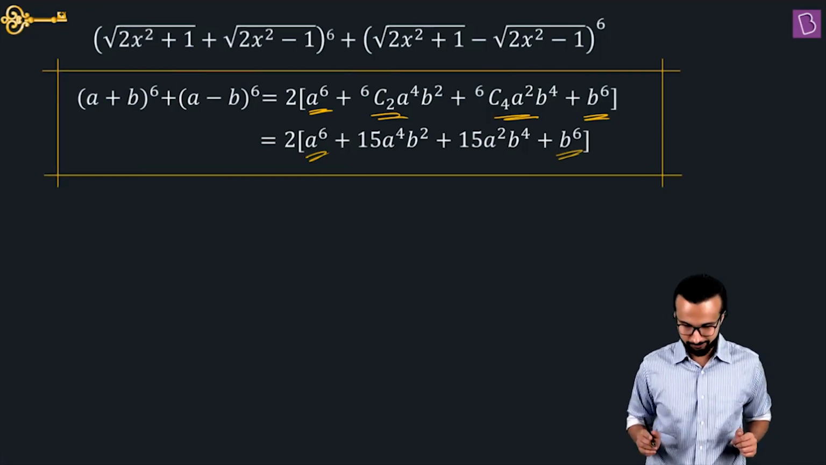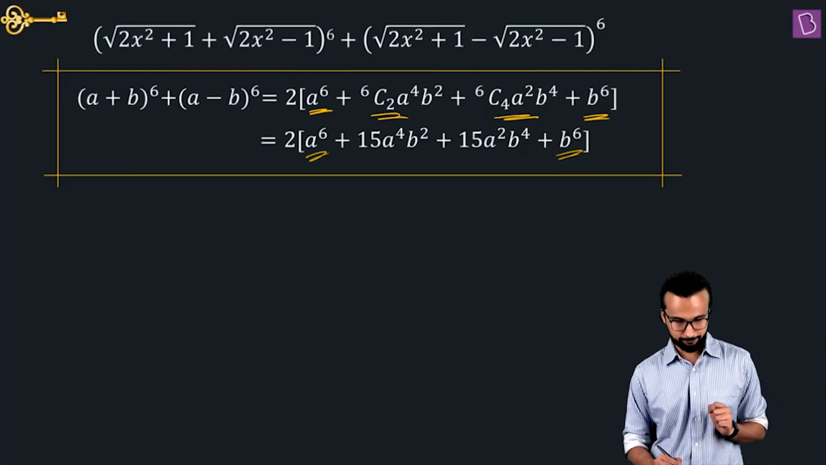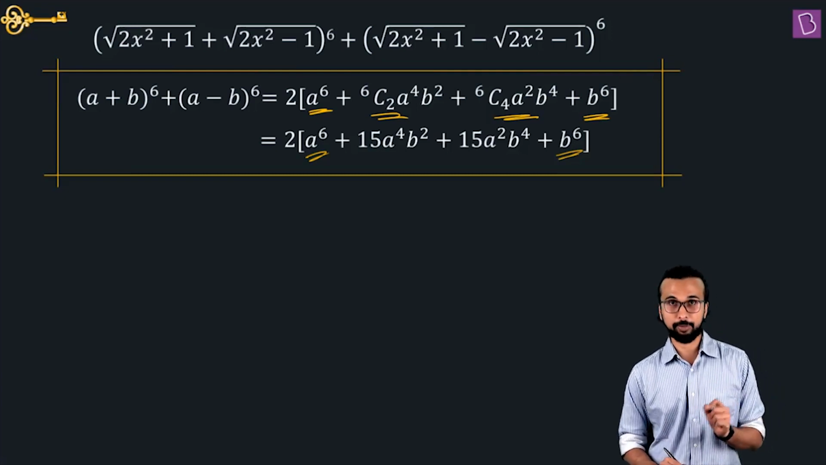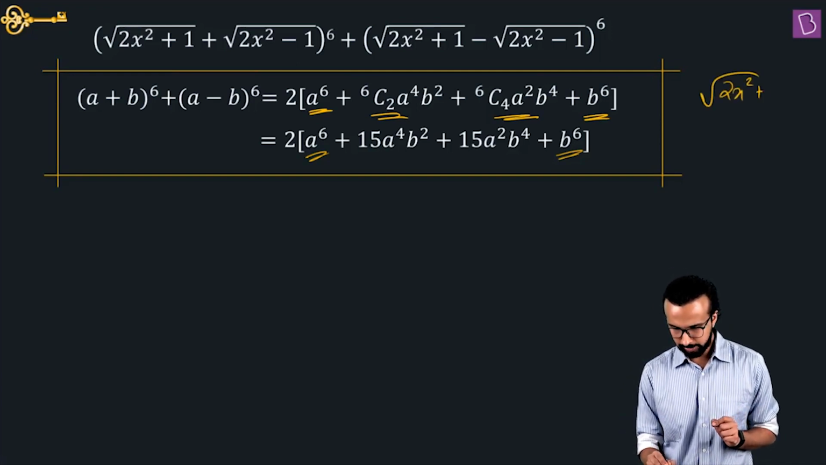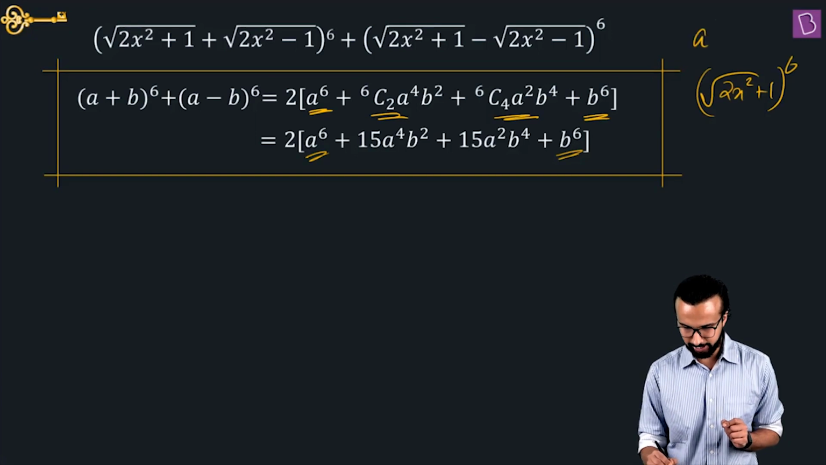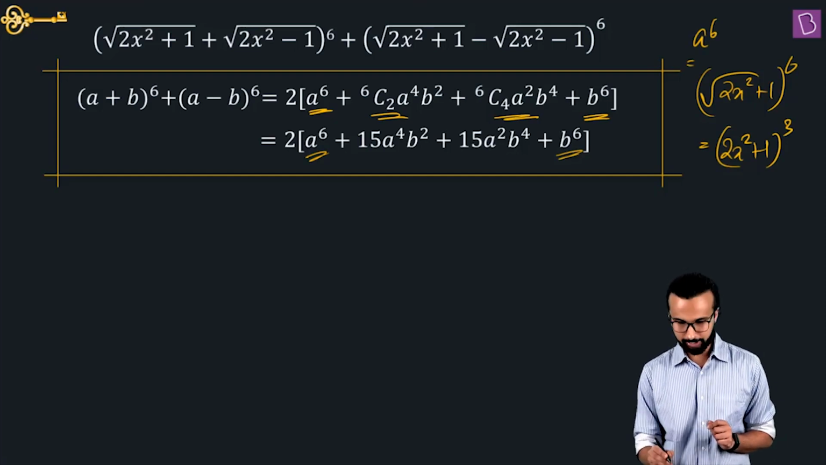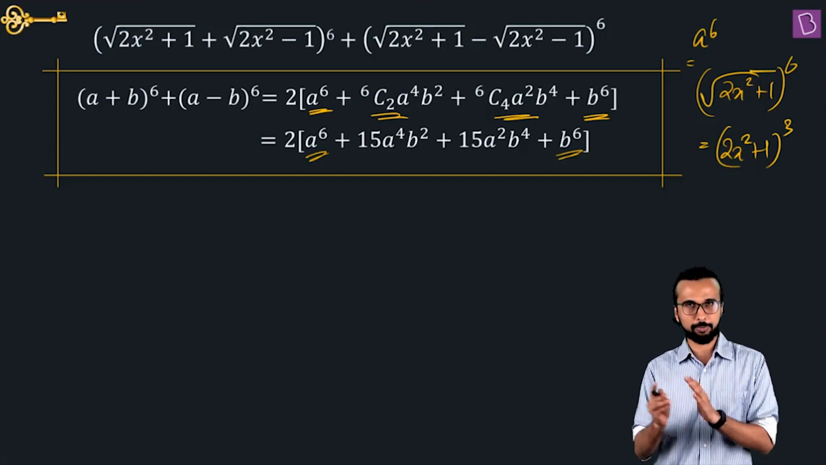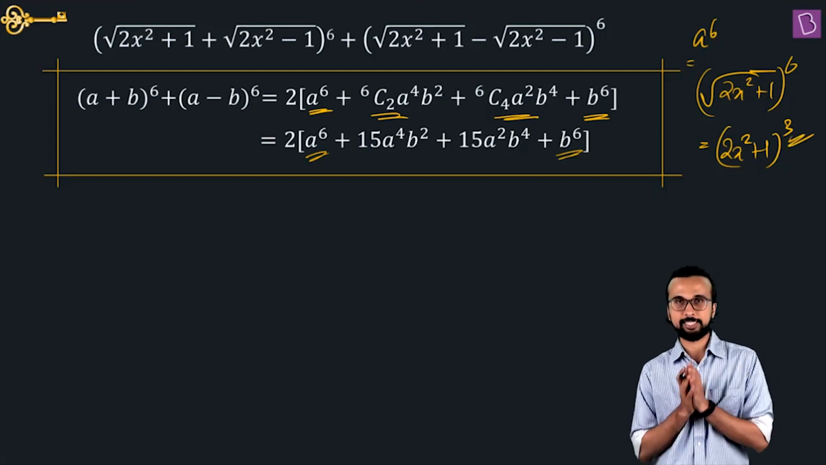Alright. Let's begin. So we can write this as 2 into a power 6. What is a? Root of 2x square plus 1. Root 2x square plus 1 raised to 6. Okay, this is a power 6. Alright, I can write this as 2x square plus 1 the whole cube. Alright, I just remove the root sign. Raised to 1 by 2, which means 6 into 1 by 2. That's why the power here is 3.